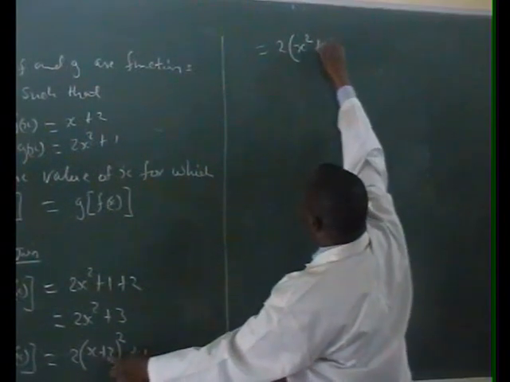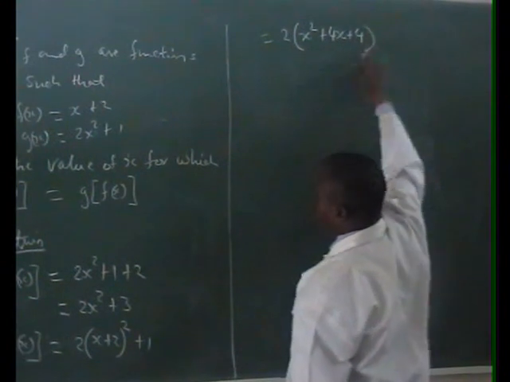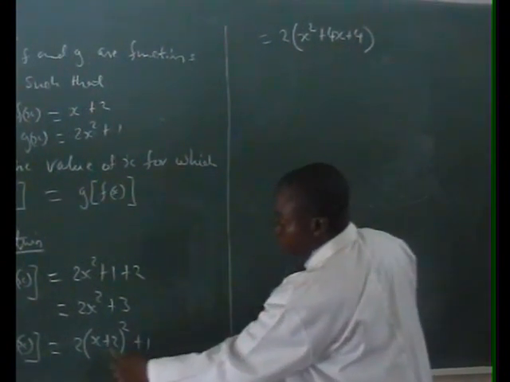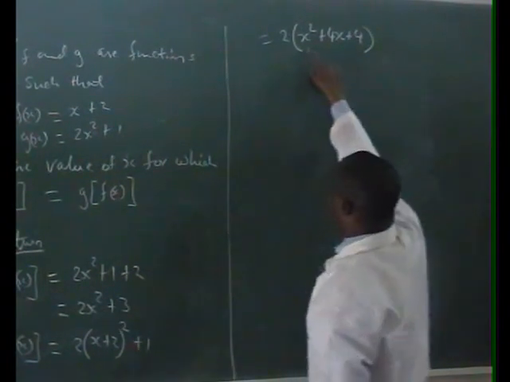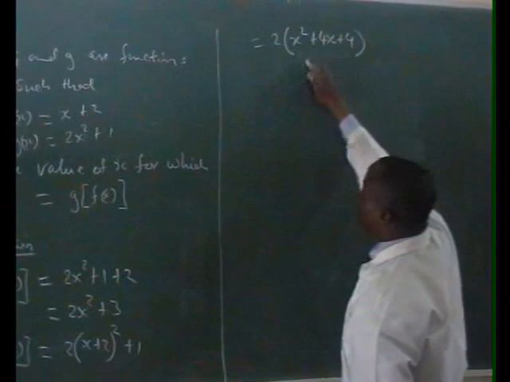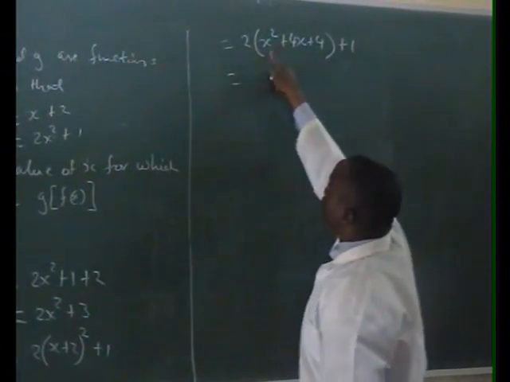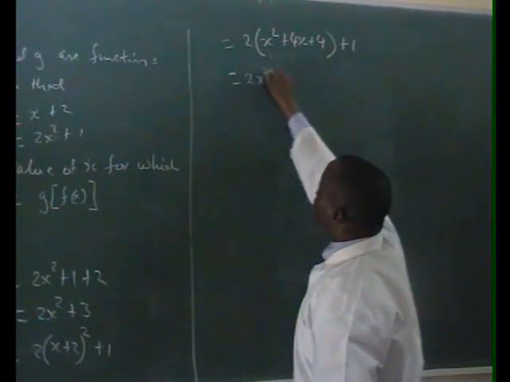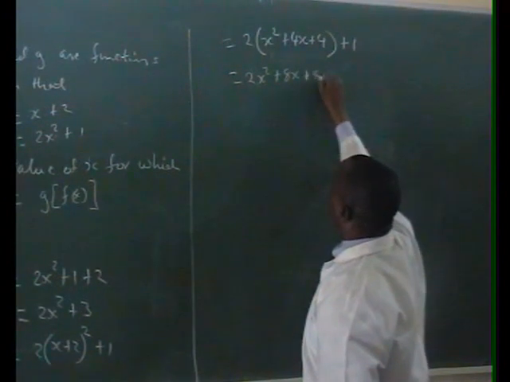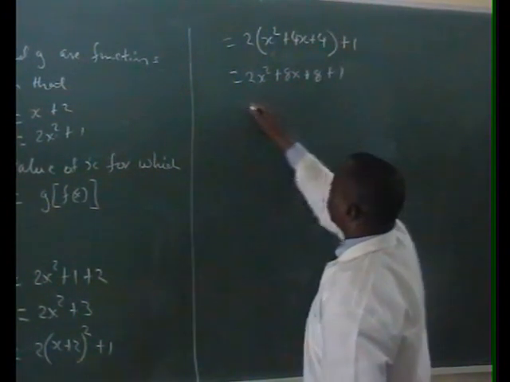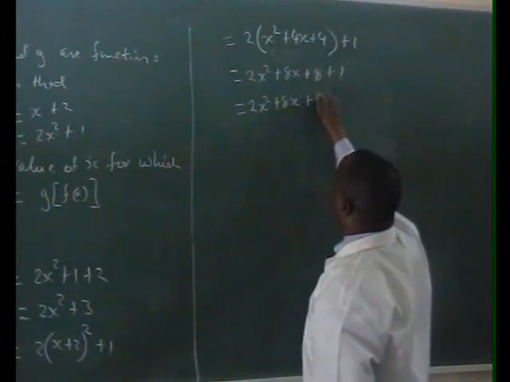If I expand this by binomial expansion, I will have 2 times x squared plus 4x plus 4. That is to write x plus 2 and x plus 2 and times it. It will give me this particular place. I'm using binomial expansion now to do that. So plus 1. Now I'm going to use this 2 to times this. I will have 2x squared plus 8x plus 8 plus 1. So what it means is that 2x squared plus 8x plus 9.